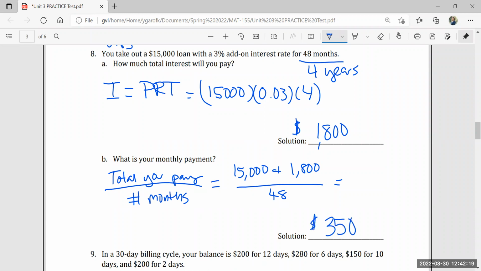Now you can always check this too. What's 350 times 48? Well, it's $16,800, which, if we go back, is the same thing as our numerator here, right? $15,000 of principal plus $1,800 of interest gives us $16,800, and that's exactly what we expect.